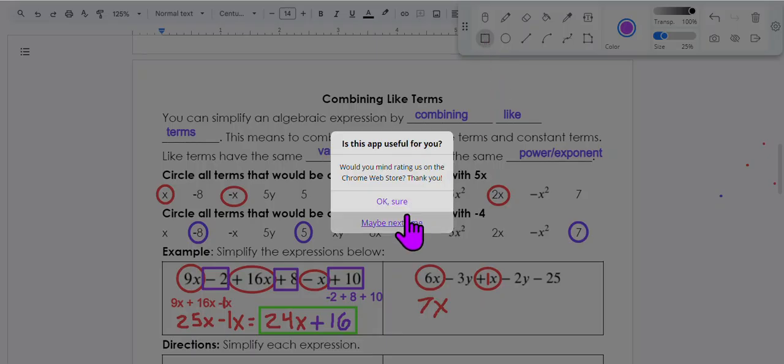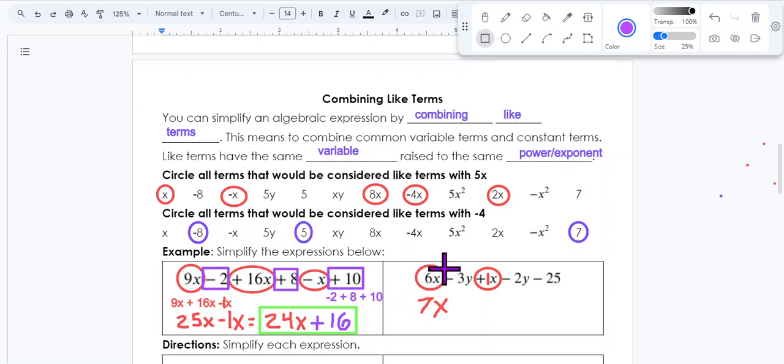So then I can go on to my next variable term. My next variable term is, I see y's. So I can combine all my y's together. So negative 3y, and I have a minus 2y. Well, negative 3y minus 2y would get me a negative 5y. Negative 5y.